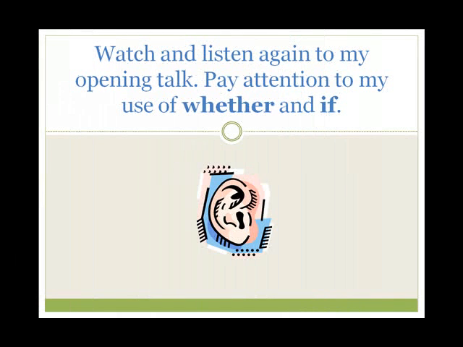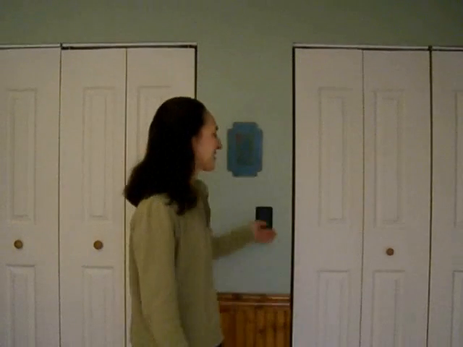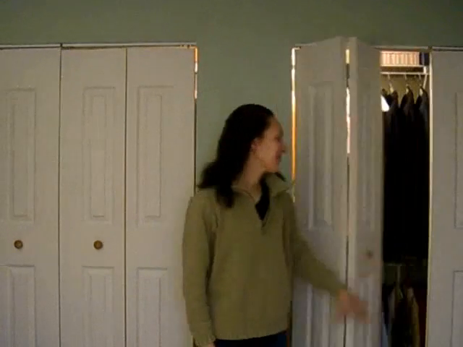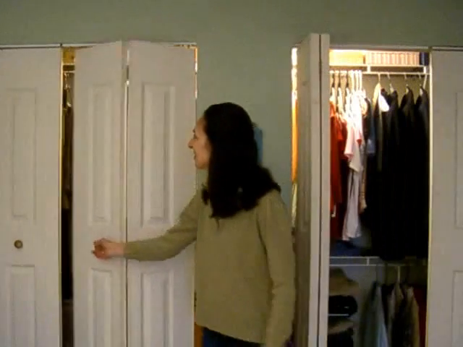Watch and listen again to my opening talk. Pay attention to my use of "whether" and "if." And let's see how much better you understand now. Right now I'm going to give you a look into my bedroom closet. As you can see, it's a double closet. I have one side and my husband has the other.